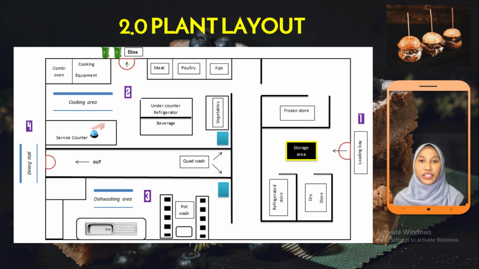The second area will be the cooking area, and there is a refrigerator to keep ready-to-cook raw material. The third area will be a dishwashing area to clean all the equipment and dry it. The fourth area will be the dining area, where the waiter will pick up the food at the service counter and serve it to the customer at the dining area.